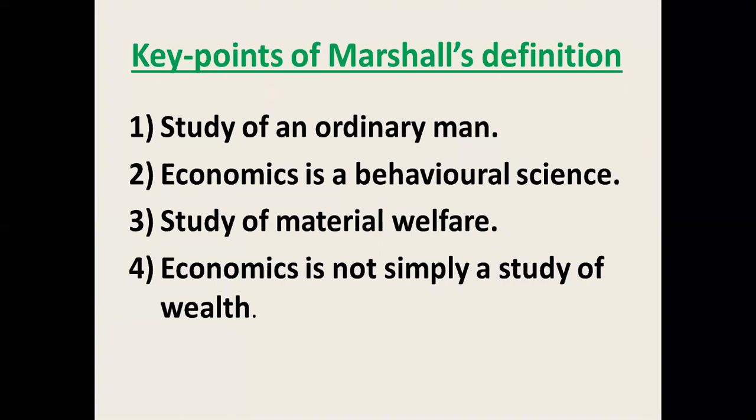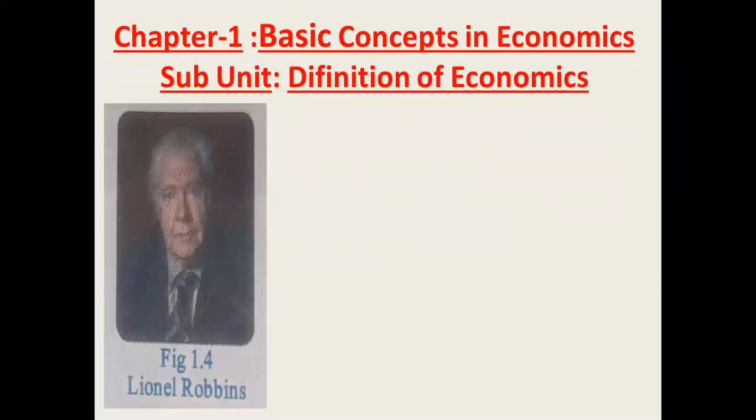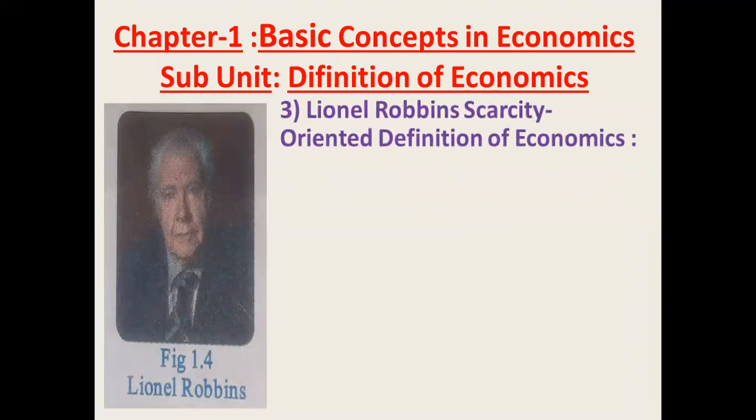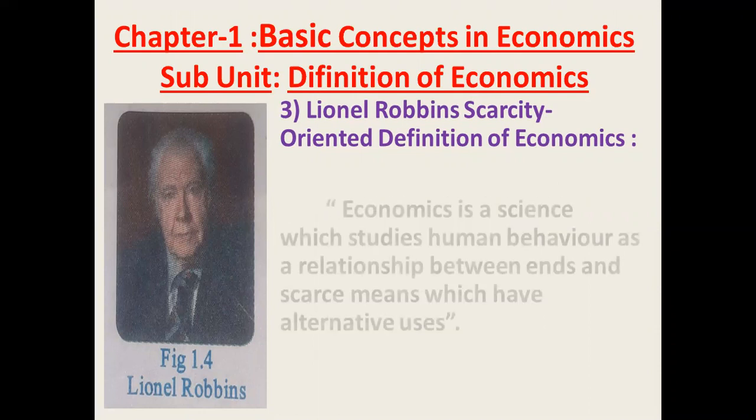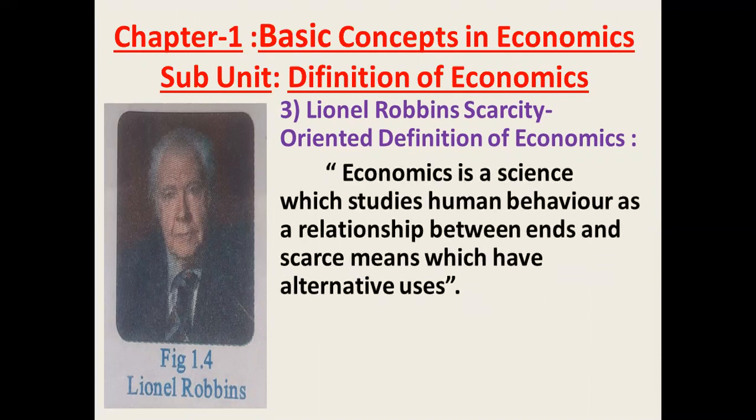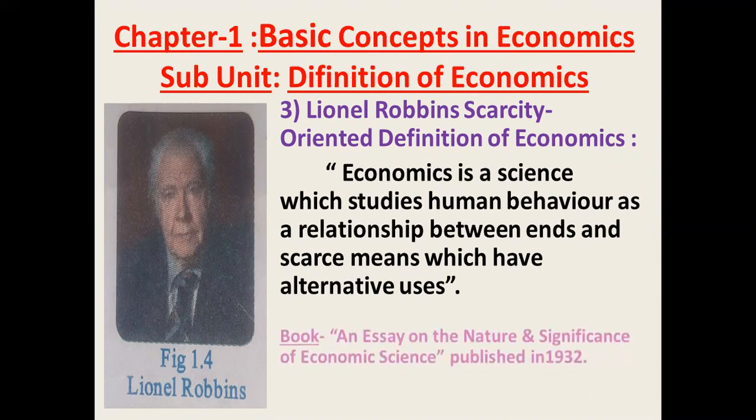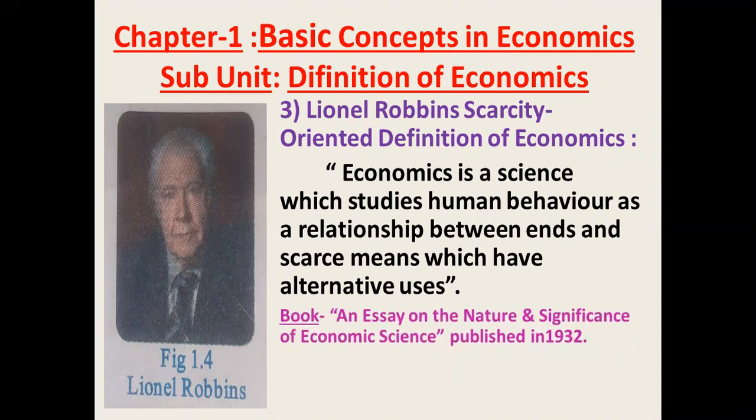Then we discuss the next economist, Lionel Robbins. He is also a renowned economist. His definition is a scarcity oriented definition of economics, and it is the most popular definition of economics. Robbins wrote a book entitled An Essay on the Nature and Significance of Economic Science. His book was published in 1932. That book mentions the scarcity oriented definition of economics.